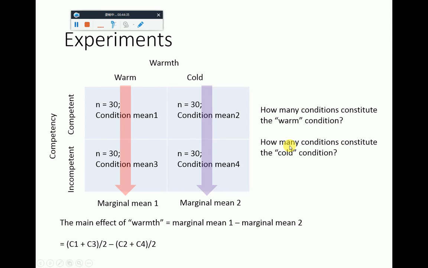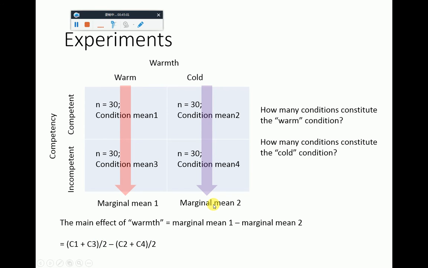Okay? So in other words, marginal mean 1 will be the mean for condition 1 plus the mean for condition 3, divided by 2. This will give you the average of these 2 averages. There's one average, two average. Now we want to know the average of these two averages. So C1 plus C3 divided by 2.